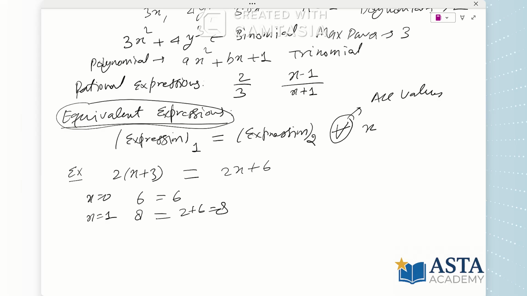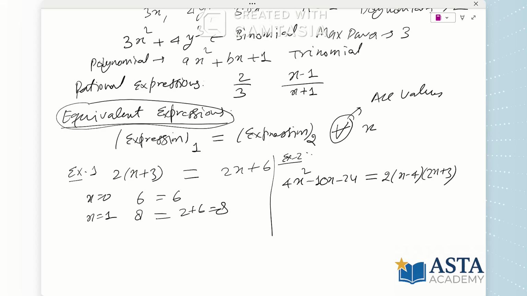Another example I would like to give you, a slightly more complicated one. Let's say this was example 1. Now I'm giving you example number 2: 4x squared minus 10x minus 24 is equal to 2 times (x minus 4) times (2x plus 3). These are two expressions which are actually equivalent.